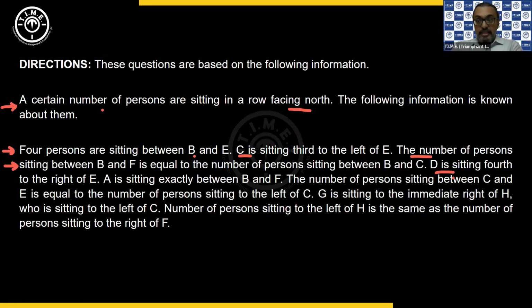Then D is sitting fourth to the right of E. So on the right side of E, we need D in the 4th position.